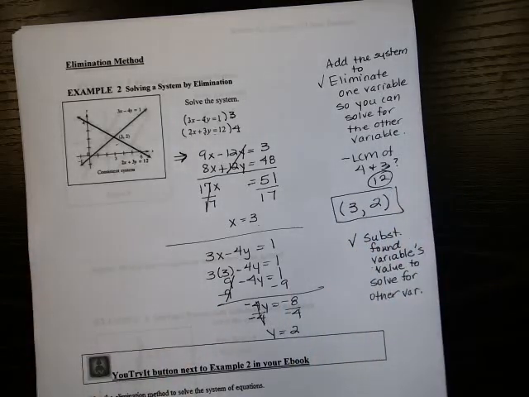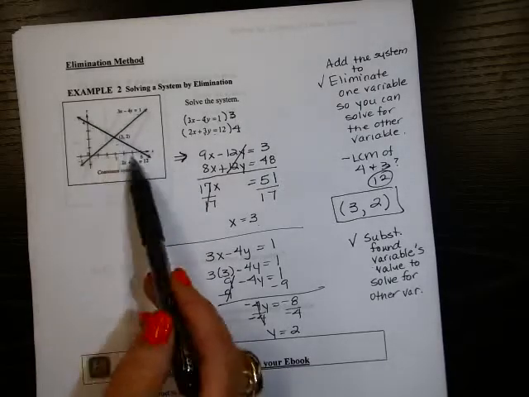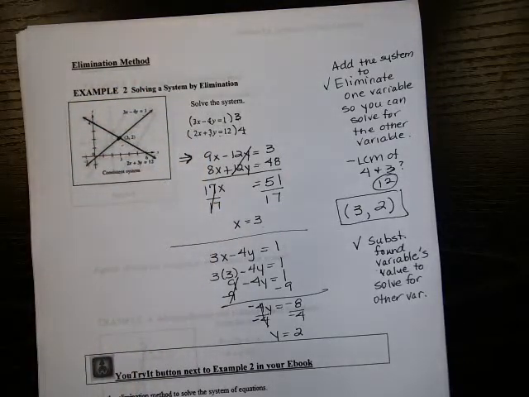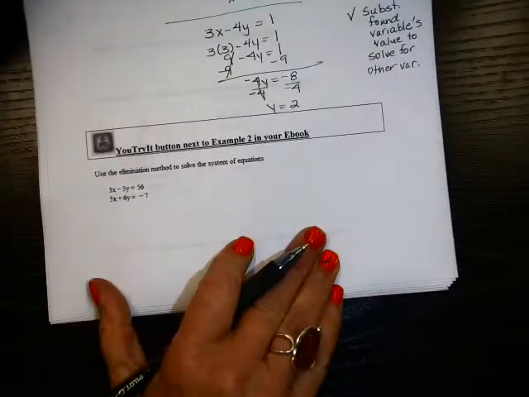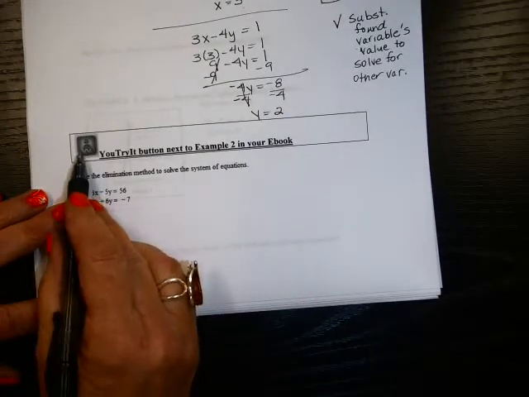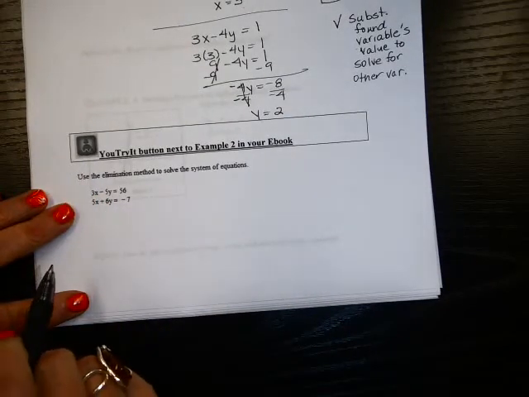So solving a system of equations allows you to find the point of intersection. Notice when they graphed these two lines, that was the point of intersection, 3, 2. Let's do another one. This one comes from You Try It in example 2 in your ebook. It's the button right next to example 2.